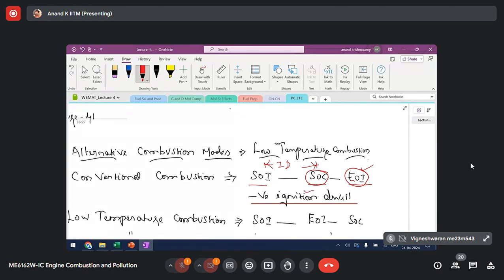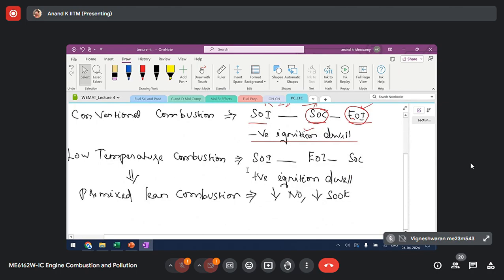In a conventional combustion mode, this is negative because you see here that combustion is getting started before the end of injection. Whereas in this alternative combustion mode, this is start of injection, this is end of injection, and after the end of injection the combustion gets started. So you have something called a positive ignition dwell. Combustion is going to start only after the injection event is over. This is the primary difference between these two combustion concepts, conventional and low temperature. In conventional mode, end of injection happens after the start of combustion, whereas here the end of injection happens before the start of combustion.